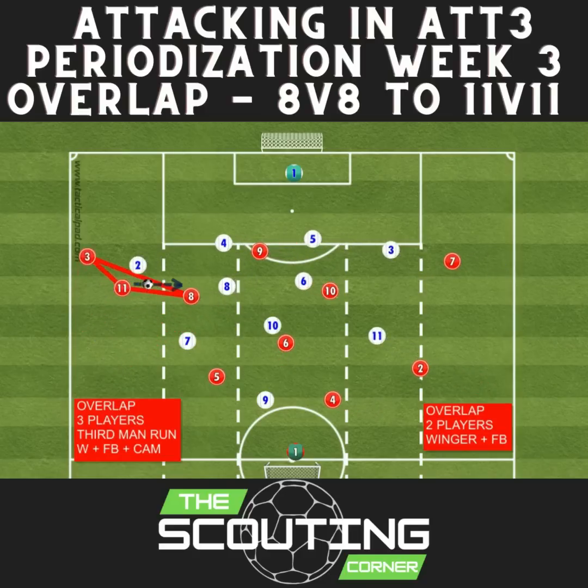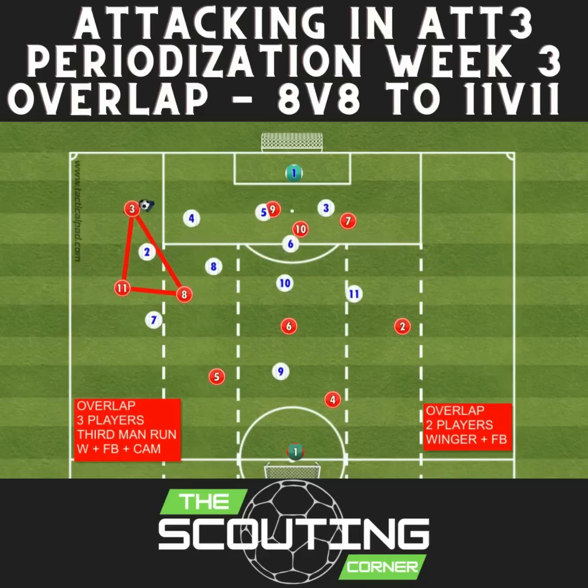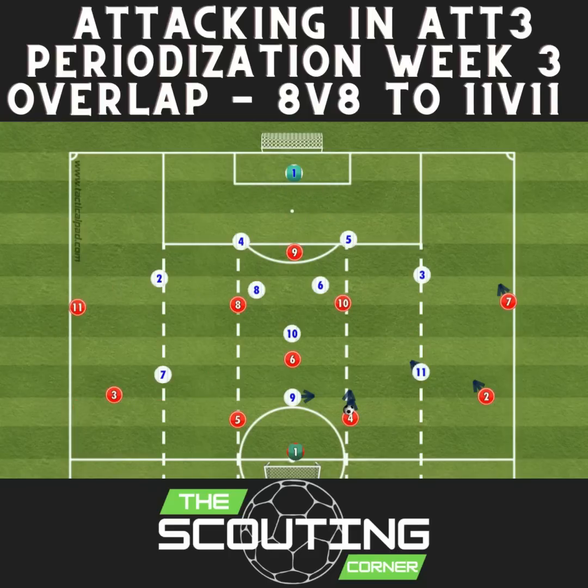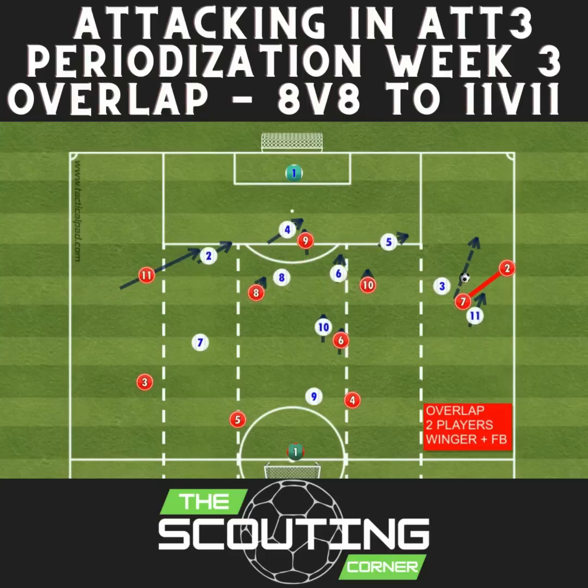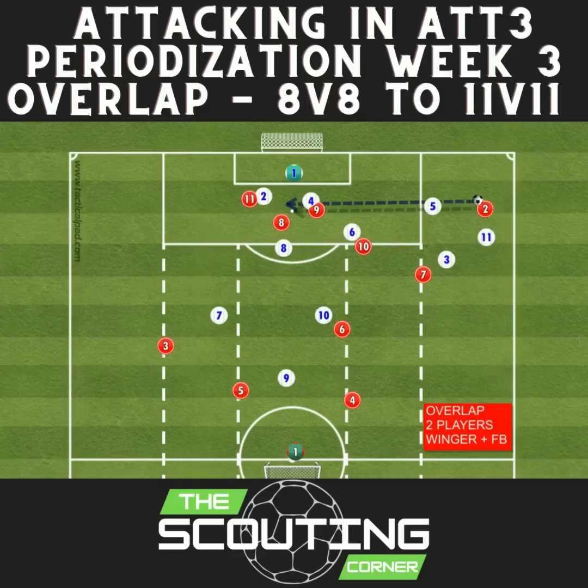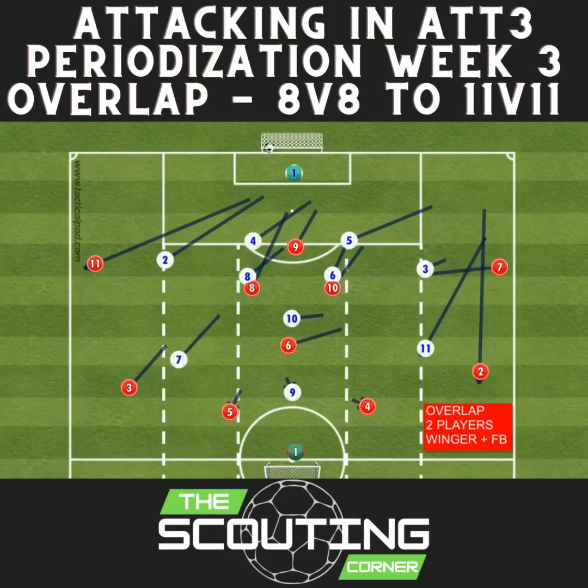Number 4, communication. Clear communication between the ball carrier and the overlapping player is essential. The overlapping player should signal their intentions, whether through a verbal cue or visual gesture. Likewise, the ball carrier needs to communicate if they plan to use the overlap or if they want to cut inside instead.